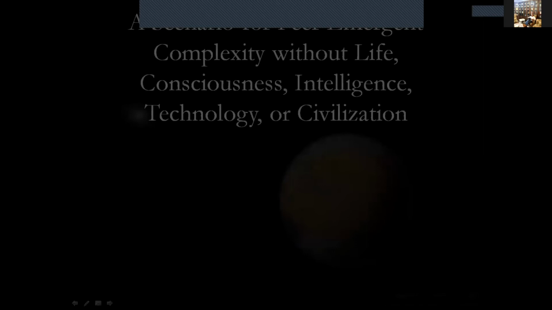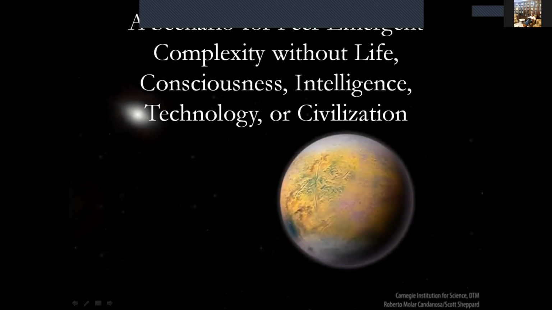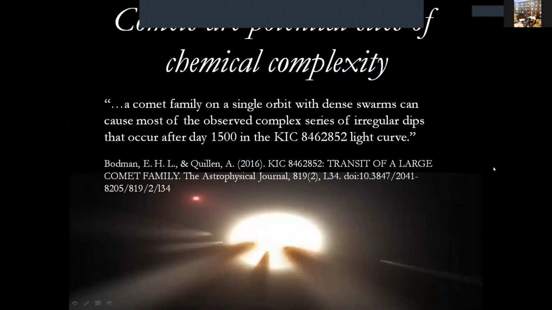So I want to give a thought experiment that I intentionally formulated to present something very different from anything we're familiar with. So, emergent complexity without life, without consciousness, without intelligence, without technology, without civilization, all of the things that we know on Earth. So start with the idea of chemical complexity in comets.